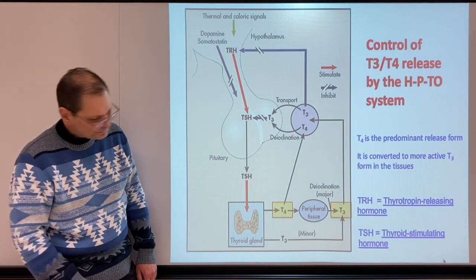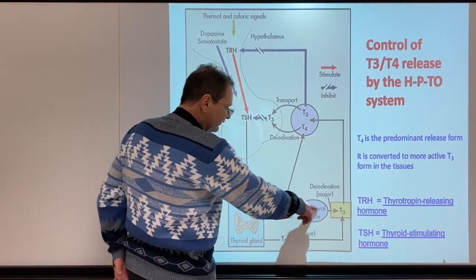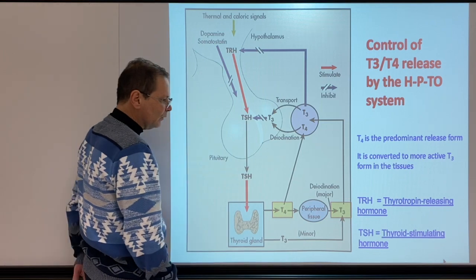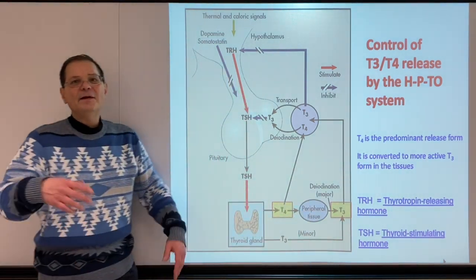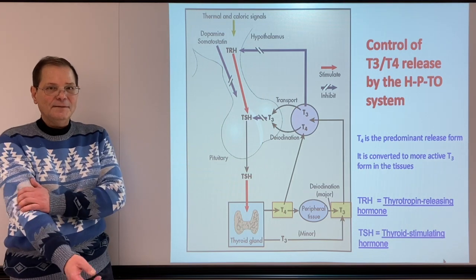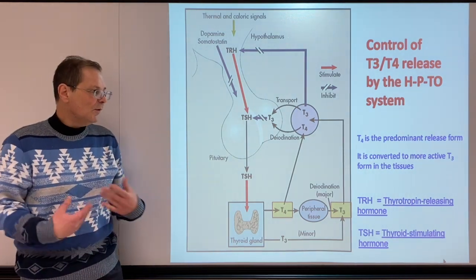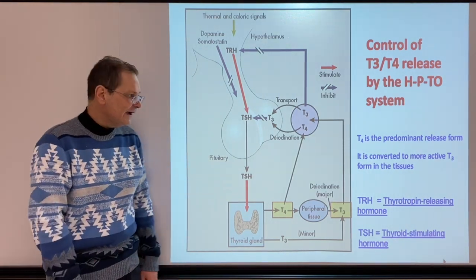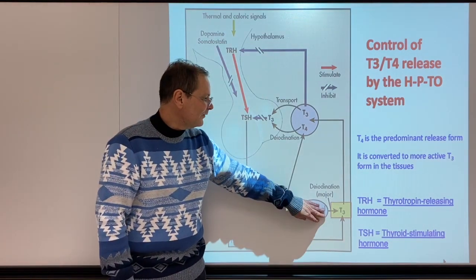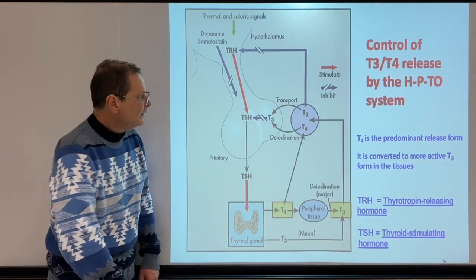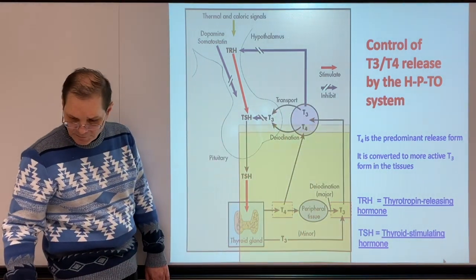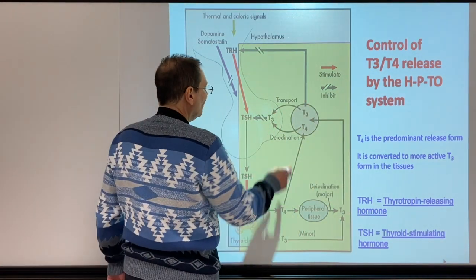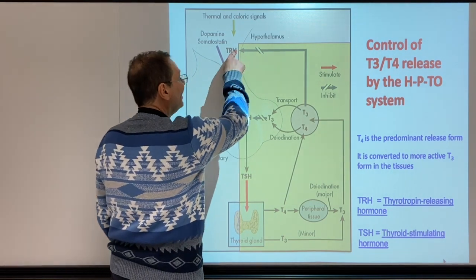The T4 is transported through the bloodstream to the peripheral tissues where it is converted to T3. T3 is the hormone that has most of the effects. It's the most active form. It has its effect on the peripheral tissues. Note that T4 and T3 both feed back upon both the pituitary and the hypothalamus.